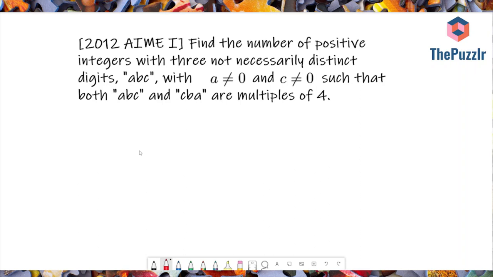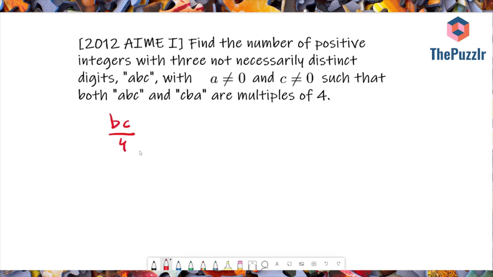This is a problem from the 2012 AMC 10. Find the number of positive integers with 3 not necessarily distinct digits, A, B, and C, with A not equaling 0 and C not equaling 0, such that both ABC and CBA are multiples of 4. Well, what is a multiple of 4? A multiple of 4 means that the last two digits of the number are divisible by 4. So instead of ABC having to be divisible by 4, just BC has to be divisible by 4.